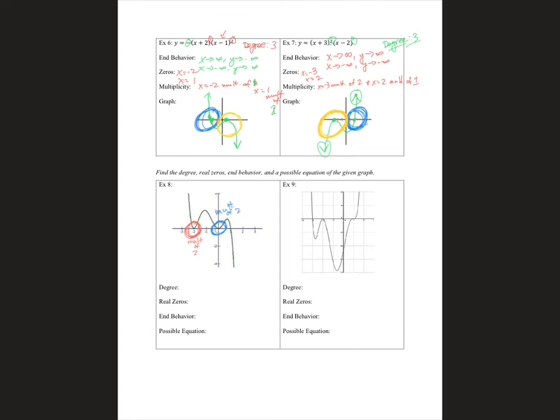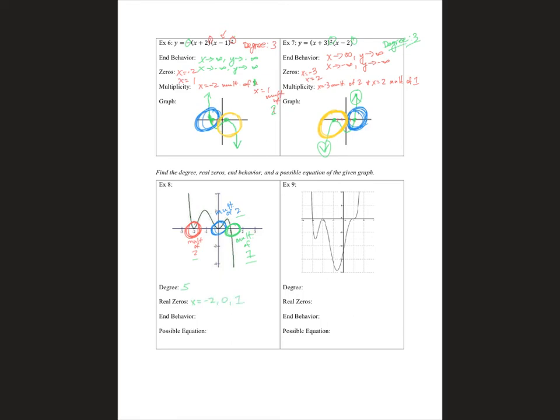And then lastly, if I were to look at 1, and I look at just what's inside the green circle, all I see is a line, correct? So I know that has a multiplicity of 1. As far as the degree goes then, I'm going to add 2 plus 2 plus 1. Therefore, the degree here is 5. And that should make sense that it's odd, because both ends are going in opposite directions. So the real zeros in this case are x equals -2, 0, and 1.